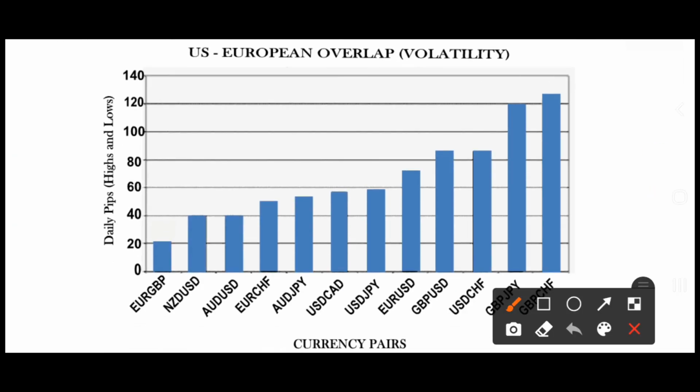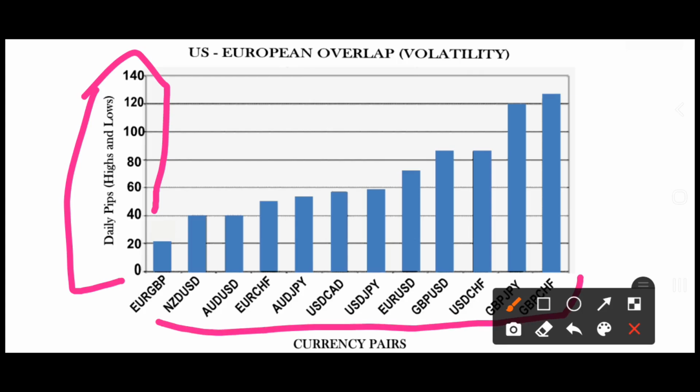Now when we look at it, these are the daily movements that we could make during the overlaps. Then these are the currency pairs here below. We see that the currencies that return a very good amount of money, we can start from Euro USD, then GBP USD, USD CHF, GBP JPY, and GBP CHF. So this is the US European overlap and how it really performs.